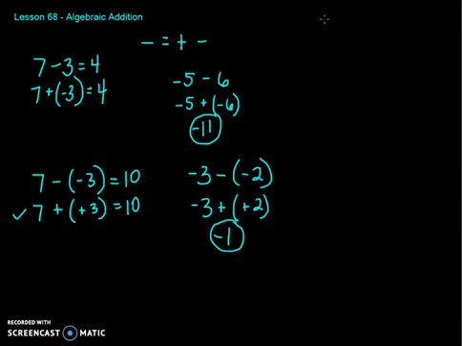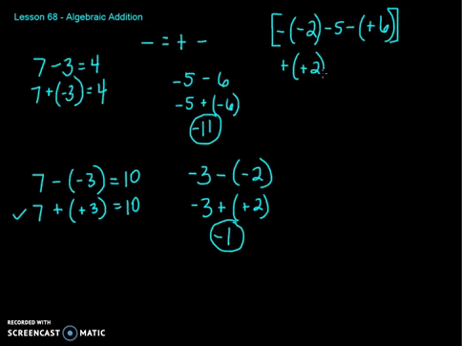Let's look at another one. Let's do 2 minus a negative 2 minus 5 minus a positive 6. Now again, we want to change all these to addition instead of subtraction. We can put brackets around this. Minus a negative 2 is the same as adding a positive 2. We know that rule: minus a negative equals plus a positive. So that's just 2.